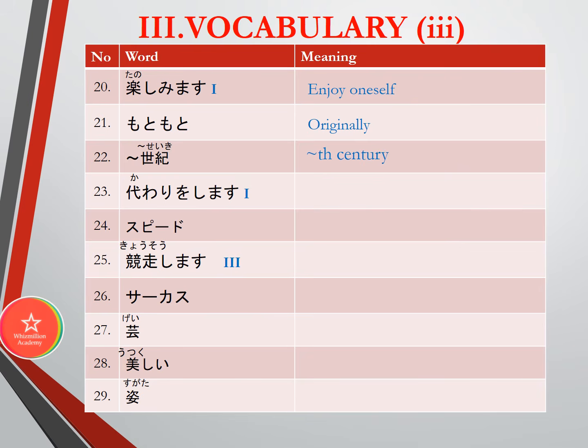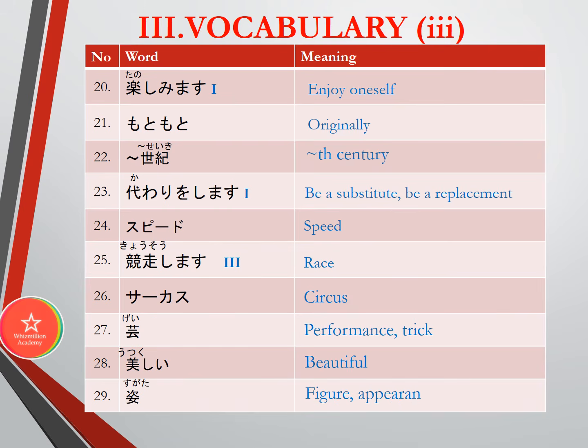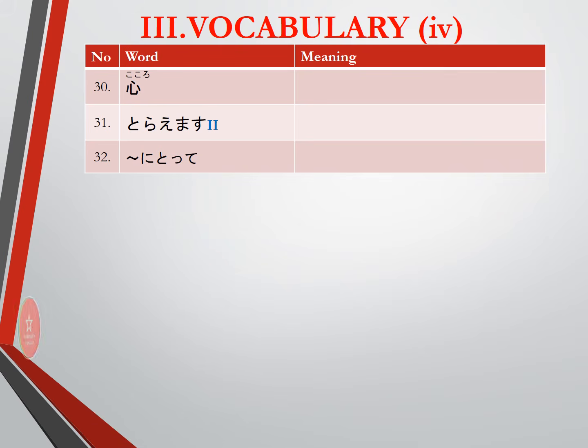代わりをします, be a substitute, be a replacement. スピード, speed. 競争します, race. サーカス, circus. 芸, performance, trick. 美しい, beautiful. 姿, figure, appearance. 心, heart, mind. 捉えます, catch. にとって, for.